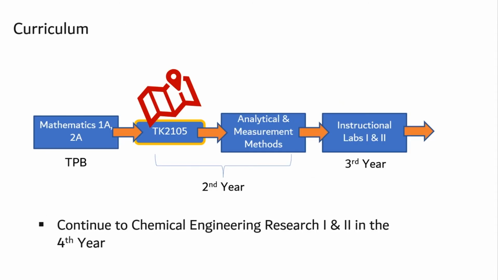In the ITB Chemical Engineering Study Program curriculum, this course is given at level 2, after you previously completed Mathematics 1A and 2A as prerequisites. After you complete TK2105, you will practice the knowledge and skill you learn in the measurement and analysis method using real measurement data. Next, you will apply statistics in more challenging practical models in the instructional lab 1 and 2 before continuing to Chemical Engineering Research 1 and 2 as your final project at level 4.